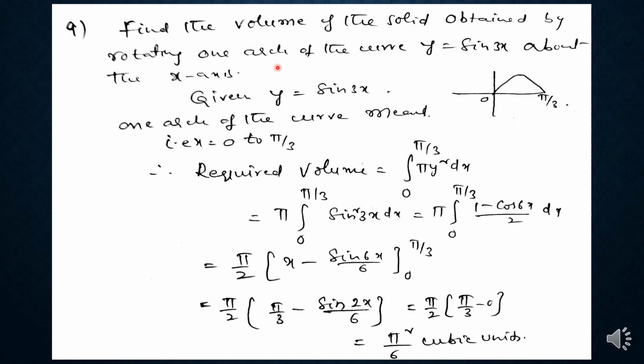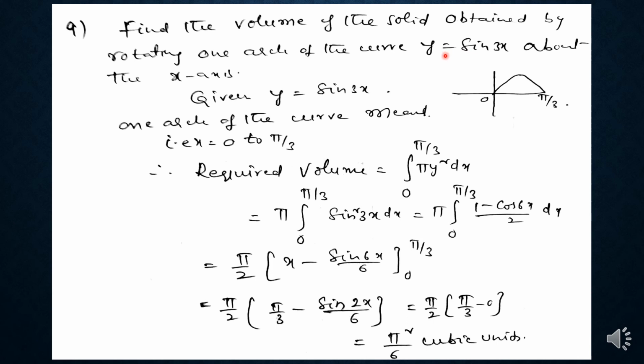So here the given curve is y is equal to sin 3x. One arc of the curve means, if y is equal to sin x, the arc of the curve means 0 to pi. Pi is the one arc. 0 to pi is the one arc. And if it is in the form of sin ax, that becomes 0 to pi by a. For sin ax, pi by a is the one arc.